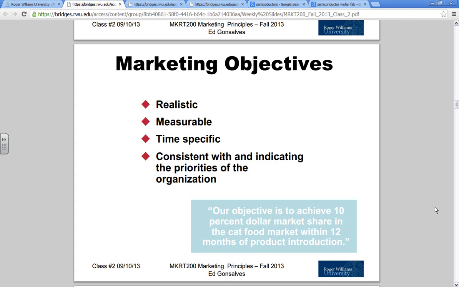You're assuming that this company is in the pet food market, so they're talking about cat food and not bicycles, for instance. 10% is probably pretty reasonable in 12 months. If you're talking 50% in 12 months, that seems like more of a stretch. Growing 10% seems pretty good. It's obviously measurable because there are numbers there. It's not like we're going to do better and do it soon. That would not be measurable. But this one satisfies all of the requirements for good marketing objectives.